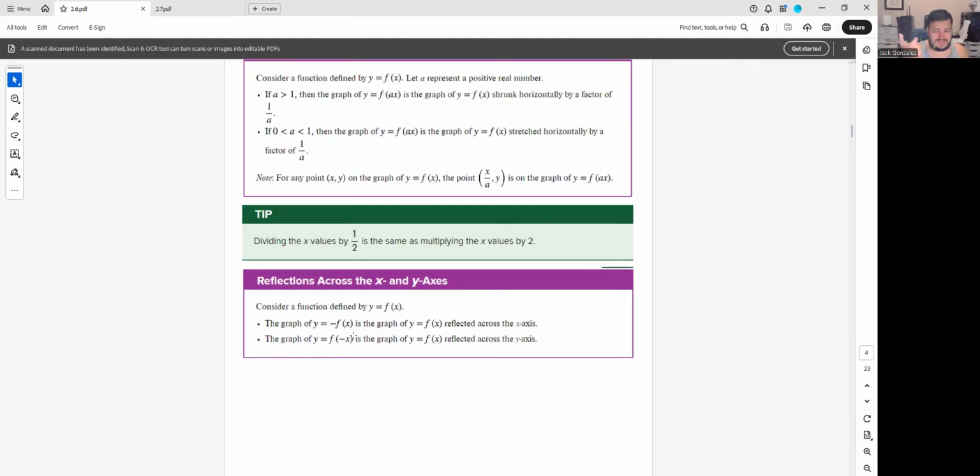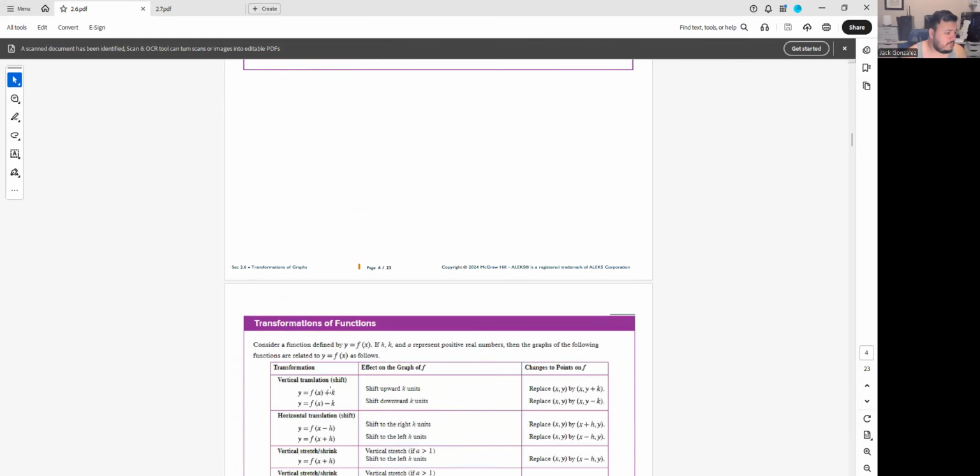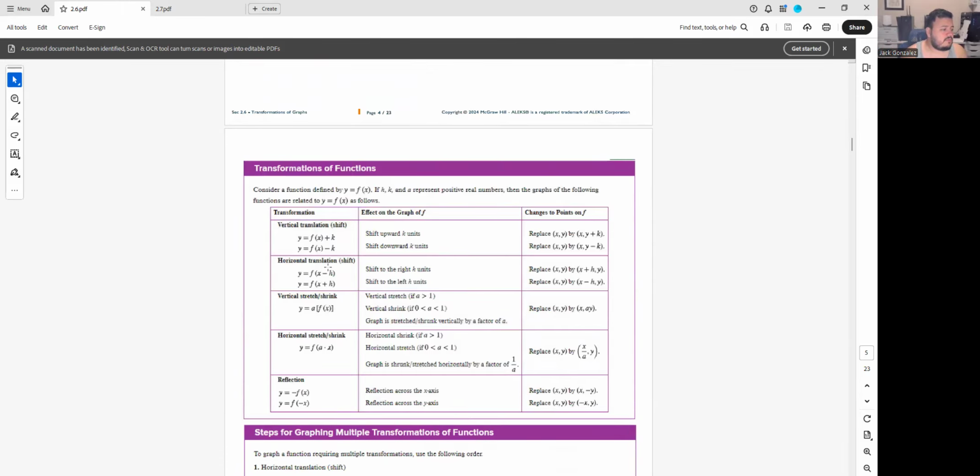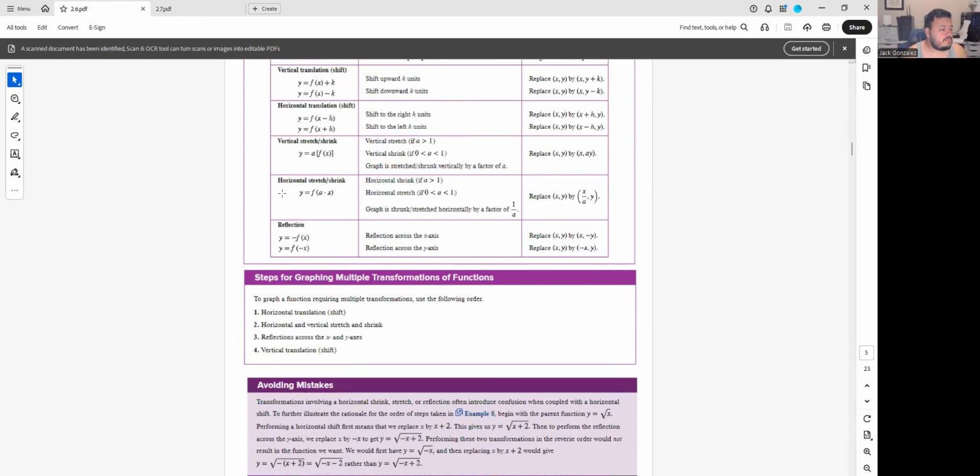But a parabola you can't tell because it's an even function, so nothing would happen. I mean, it would technically flip, but it'd be the same thing, right? You end up with what you started with. So here's like a big summary of all the ideas. It's kind of cool.